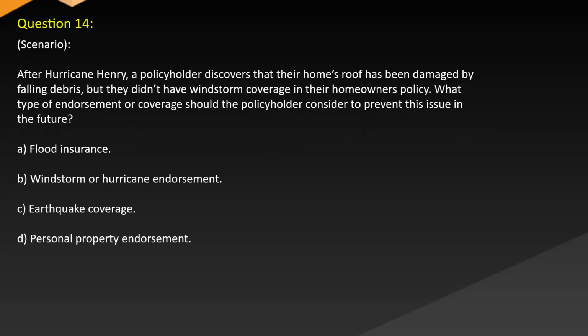Question 14 scenario: after Hurricane Henry, a policyholder discovers that their home's roof has been damaged by falling debris, but they didn't have windstorm coverage in their homeowner's policy. What type of endorsement or coverage should the policyholder consider to prevent this issue in the future? A. Flood insurance. B. Windstorm or hurricane endorsement. C. Earthquake coverage. D. Personal property endorsement.